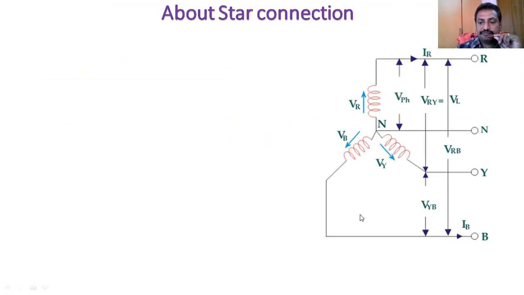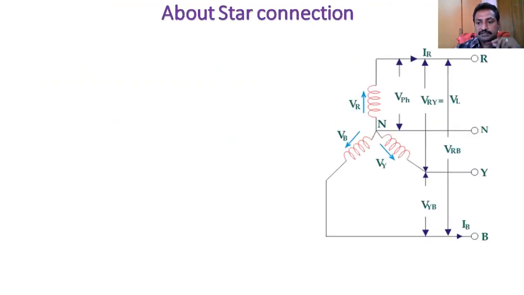First, see the figure. In this figure, see that there are 4 wires of the connections: R, Y, B, and neutral. Here, this R, Y, B are the line terminals, N is the neutral terminal. Remember here how we want to give the connections of star.